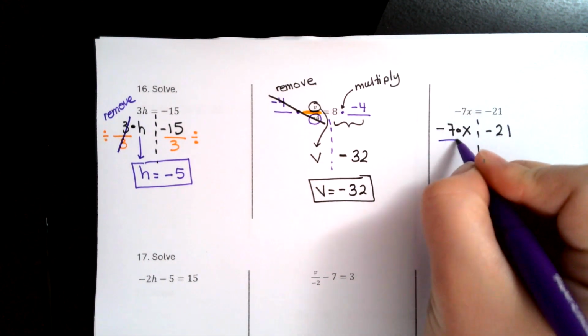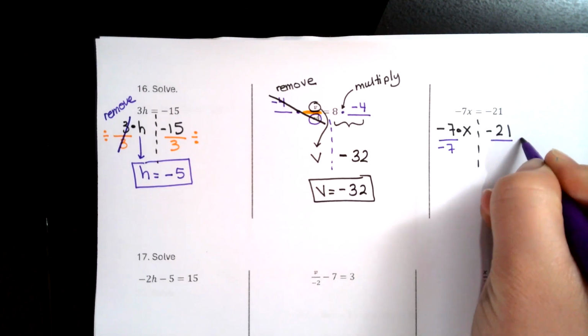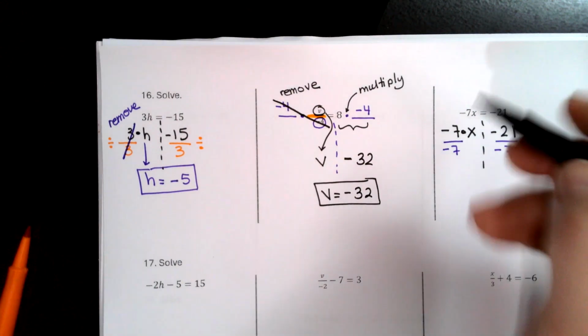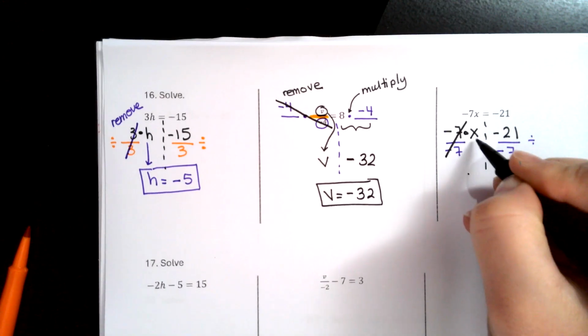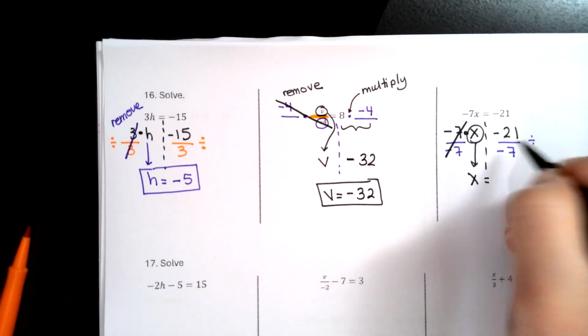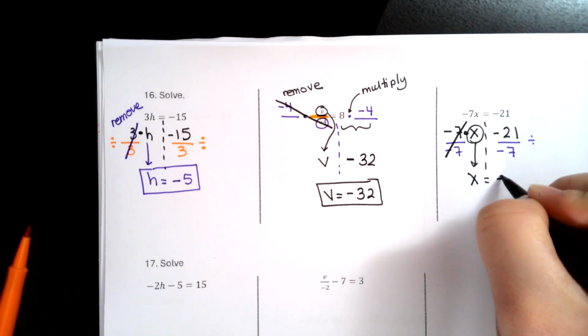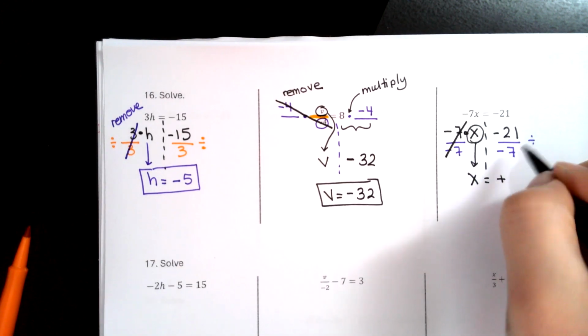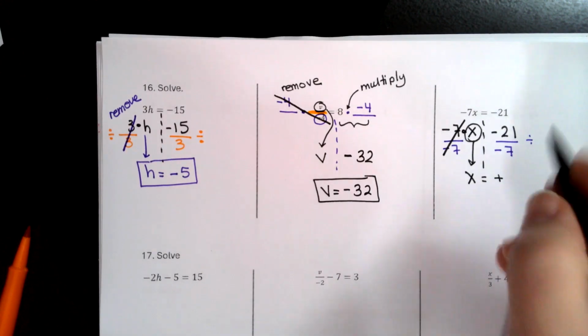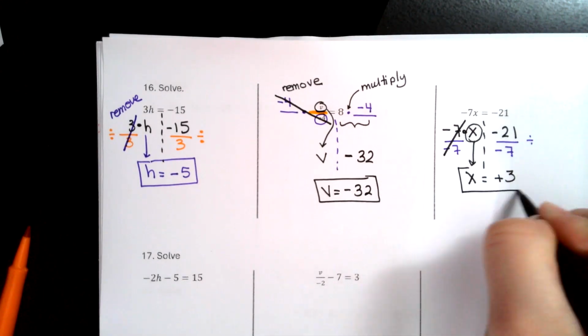You're going to divide by that number. Again, our goal on one side is to remove, bring down your x. On the other side, our goal is to divide. So same or different? Same. 21 divided by 7. How many times does 7 go into 21? And that is 3. So our answer is +3.